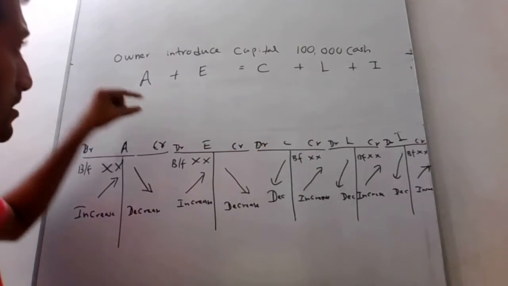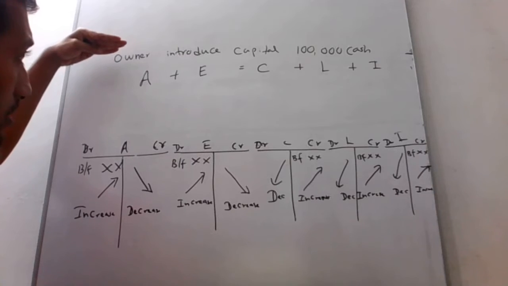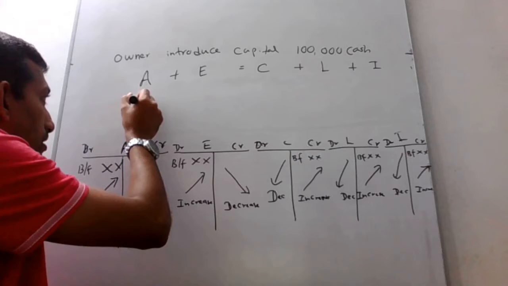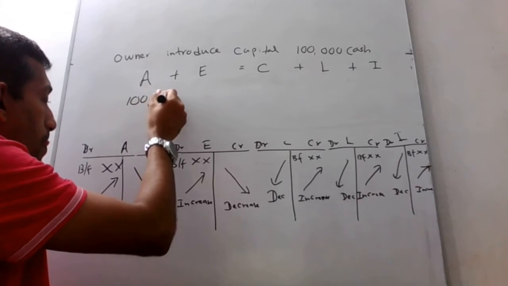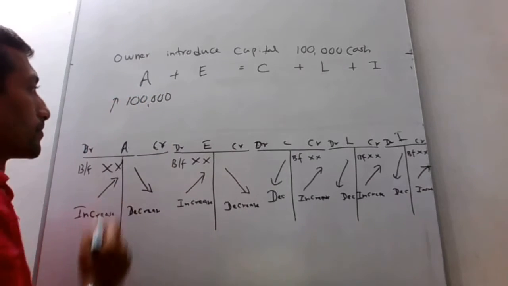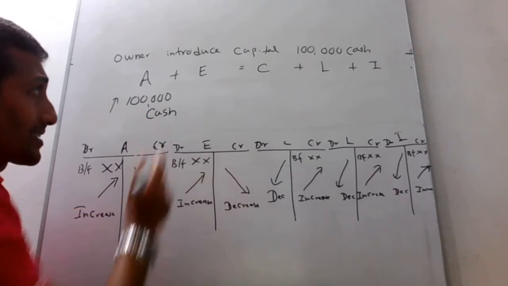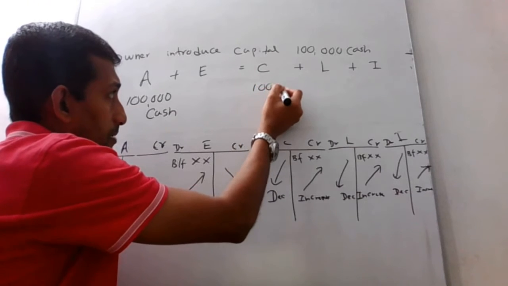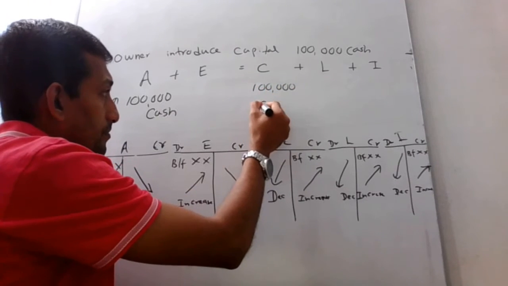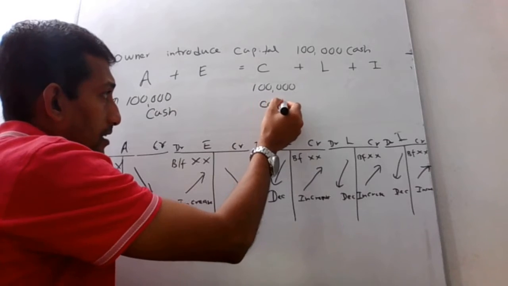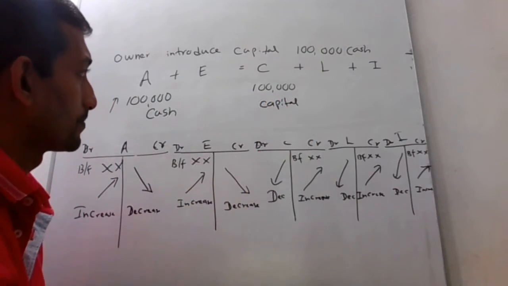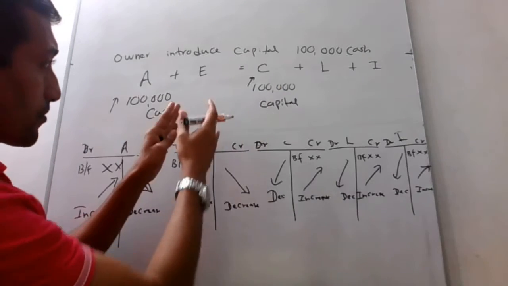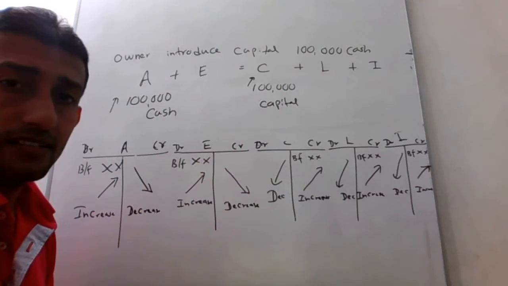The equation effect is that assets are increasing, because the organization's asset of cash is increasing by 100,000. This is cash. At the same time, the owner's contribution also increases by 100,000, and we call it capital or equity. Now we are clear about the effect, and these two effects will make sure the equation tallies.